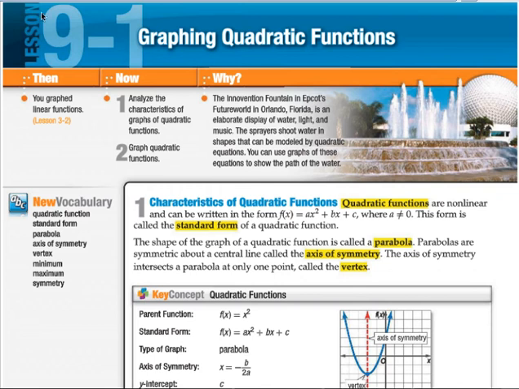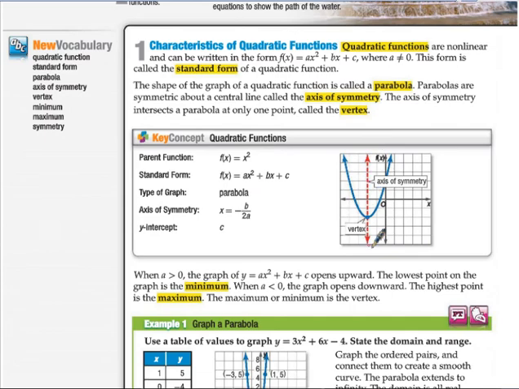A quadratic function, obviously, is nonlinear and can be written in this form. This is called standard form. ax squared plus bx plus c is the standard form for a quadratic. The shape of a quadratic is a parabola. It's this curvy-looking U guy down here. There's an axis of symmetry in a parabola that essentially cuts it in half. And the point where the parabola intersects the axis of symmetry right here is the vertex. It's like the turning point, okay?